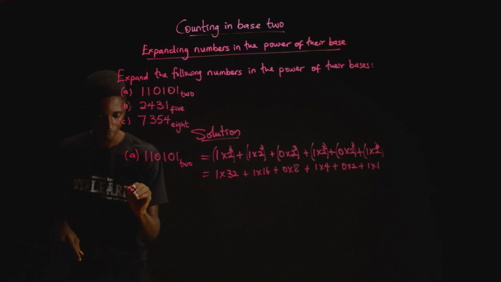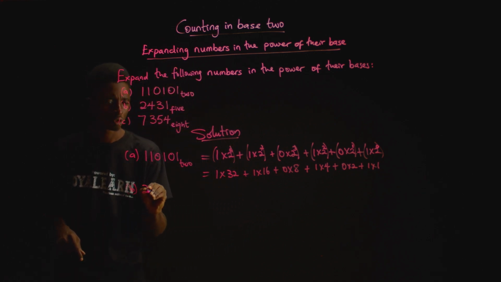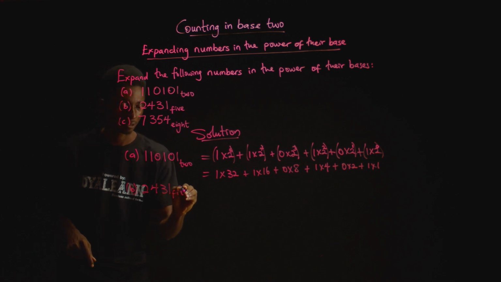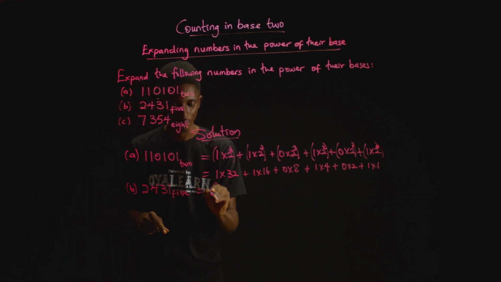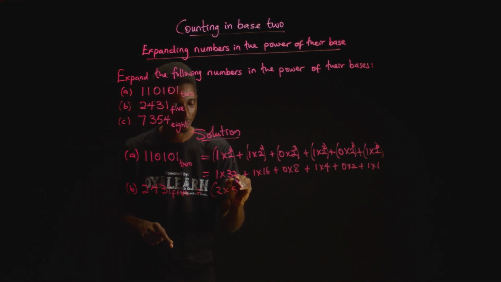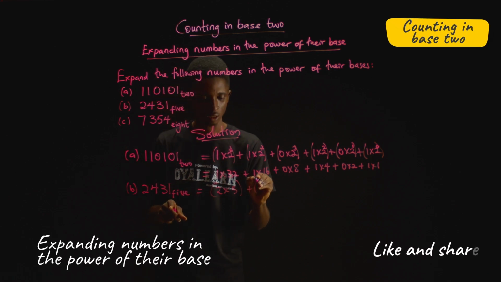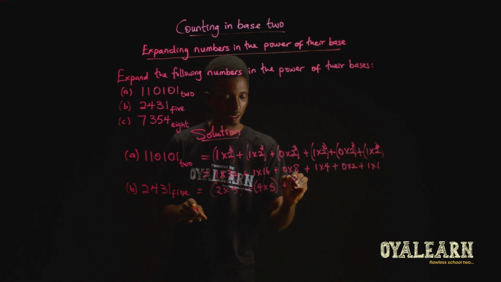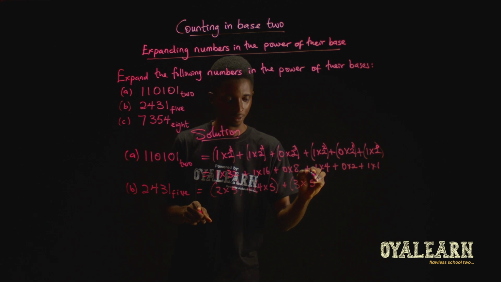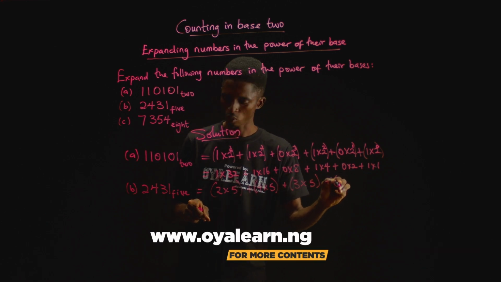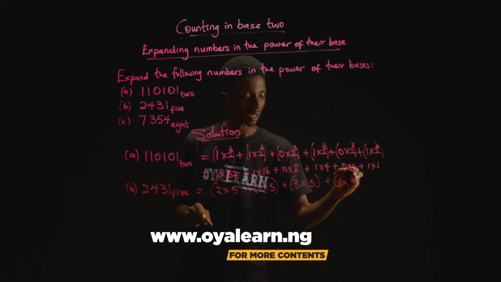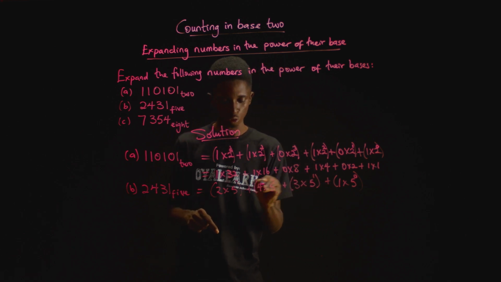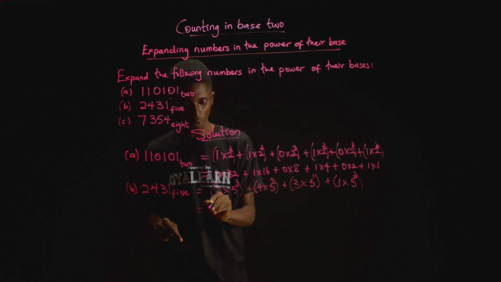Now let's solve for B. We have 2, 4, 3, 1 base 5. This implies that we would have 2 multiplied by 5 plus 4 multiplied by 5 plus 3 multiplied by 5 plus 1 multiplied by 5. Now let's give it power from the unit. So we have 0, 1, 2, and 3. Now what does this give us?